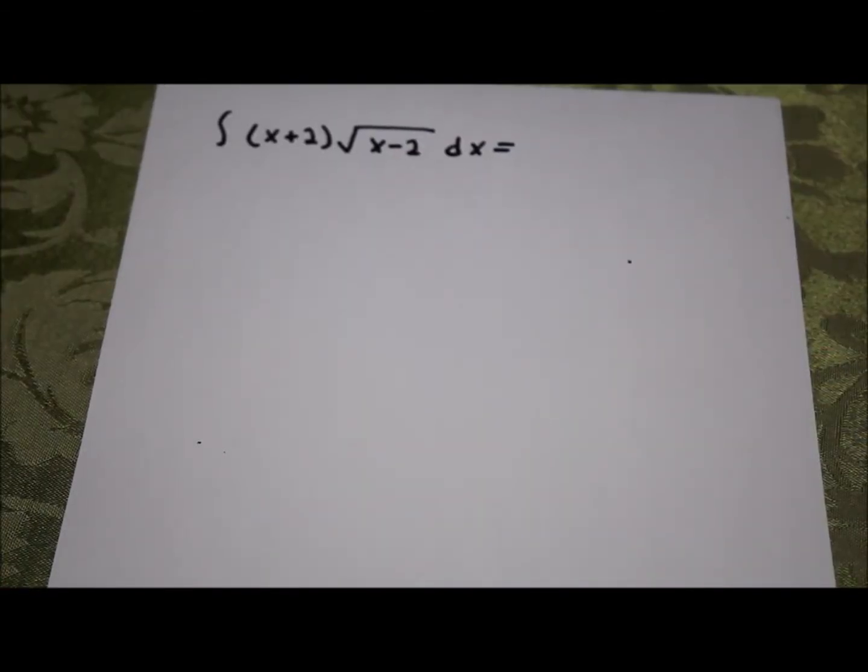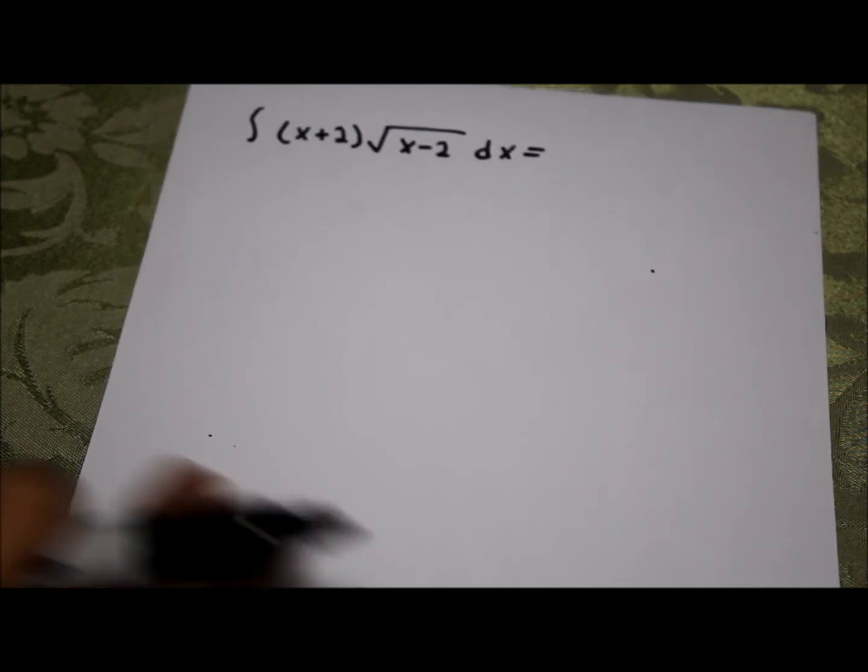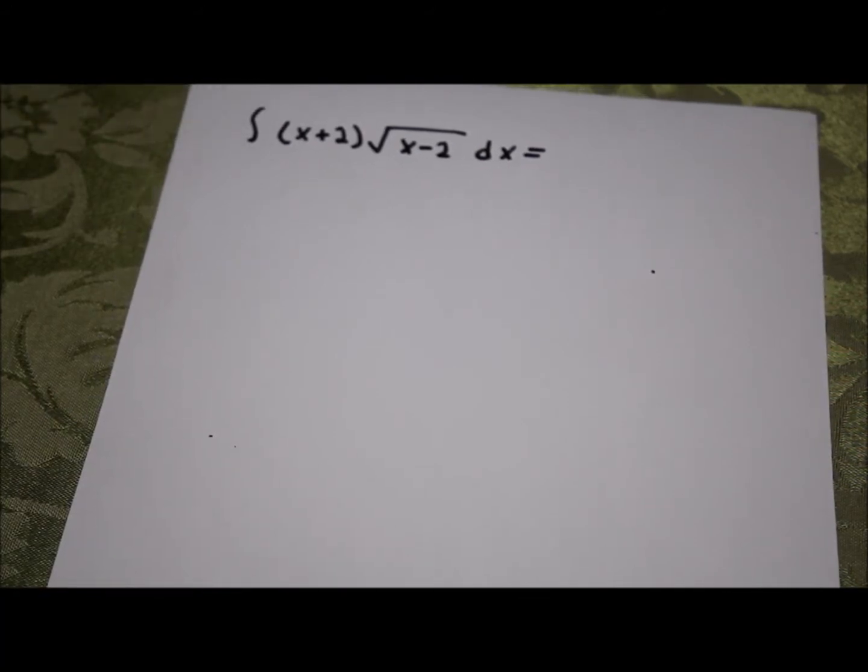So let's look at this problem now. We have integral of x plus 2 times square root of x minus 2 dx. This time, we don't have something that's the derivative of the other. So the derivative of x minus 2 is not x plus 2. So how do we go about doing this problem?